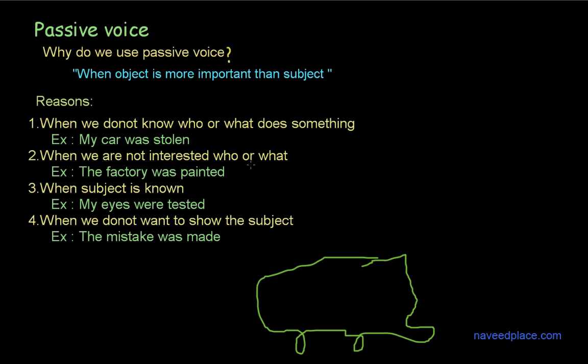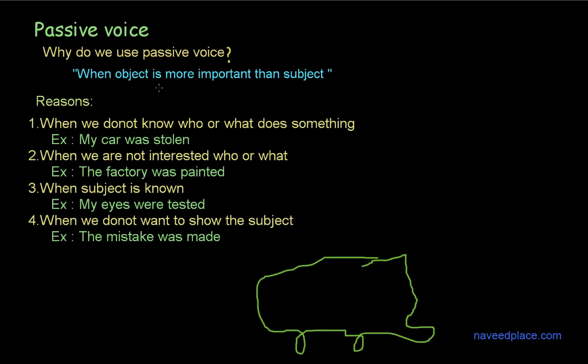When we are not interested in who or what, for example, the factory was painted. We are not interested here in who painted this factory. Getting me? When the subject is known, for example, my eyes were tested, we know the subject, we know that it was the doctor. Definitely. When we don't want to show the subject, for example, the mistake was made, we don't want to show who made this mistake.